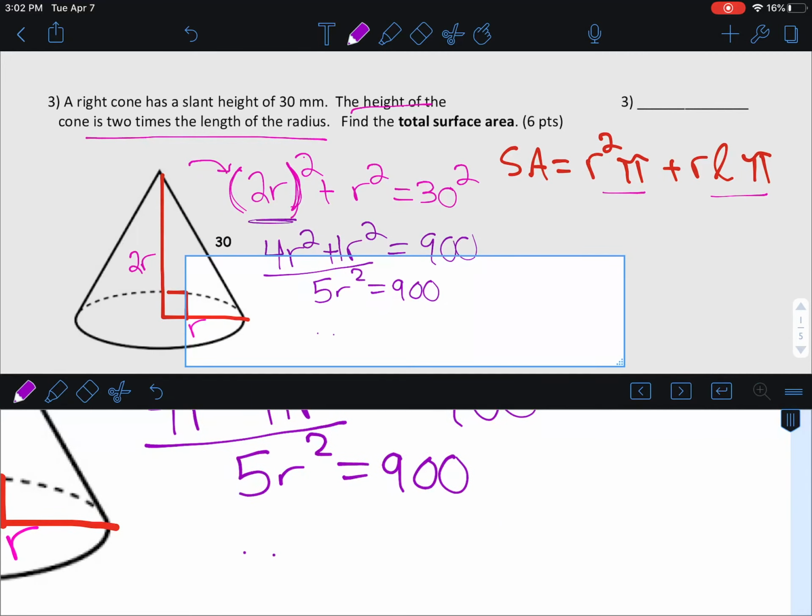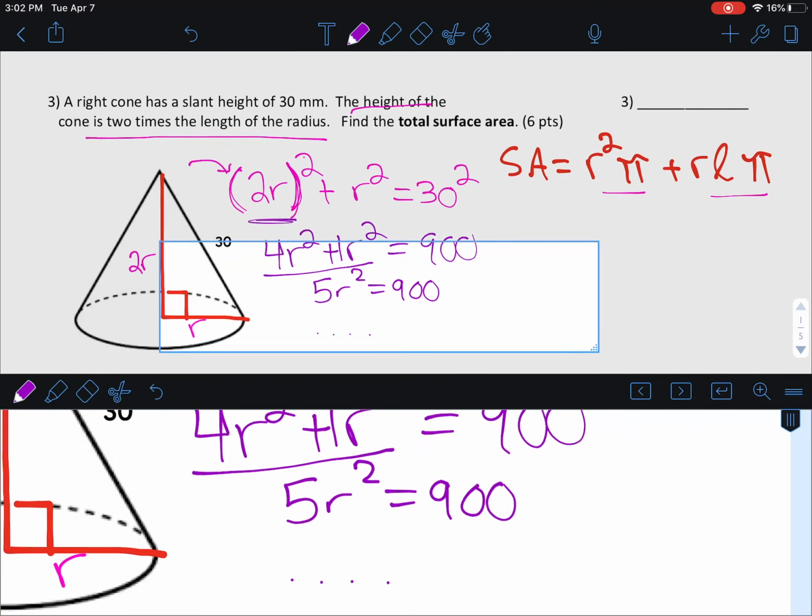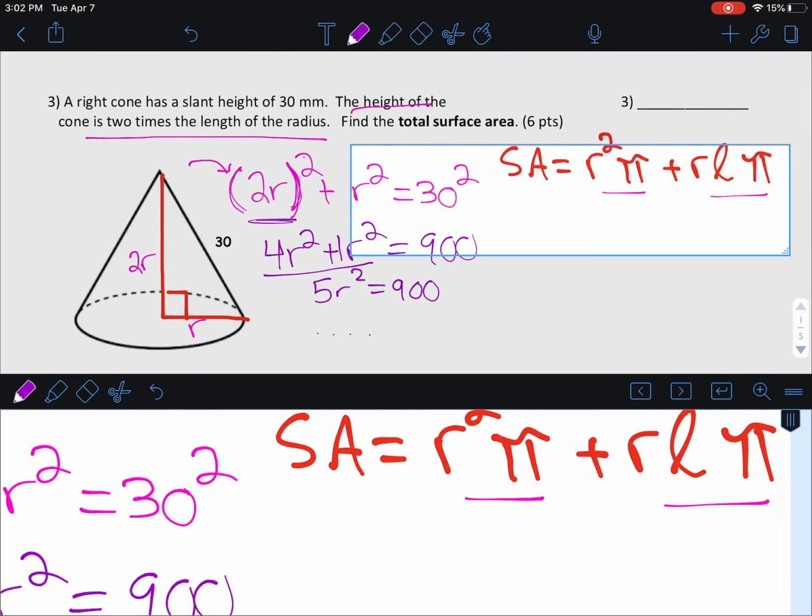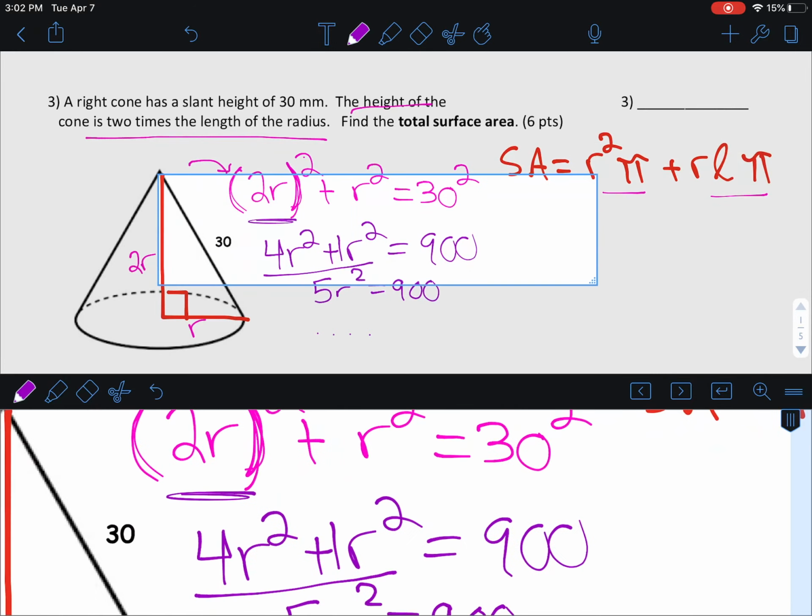Anyways, you can probably figure out r from there. Once you get your r, or your radius, you can now use the formula correctly. So hopefully that made a little bit more sense.